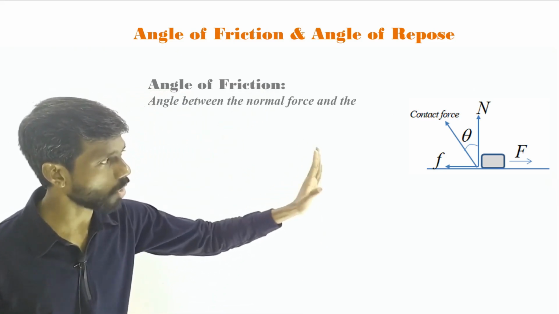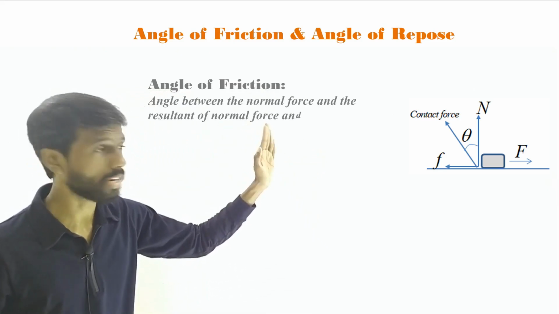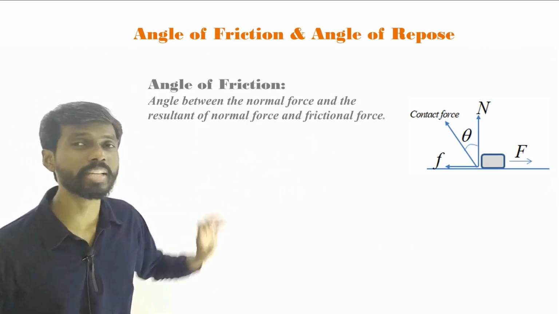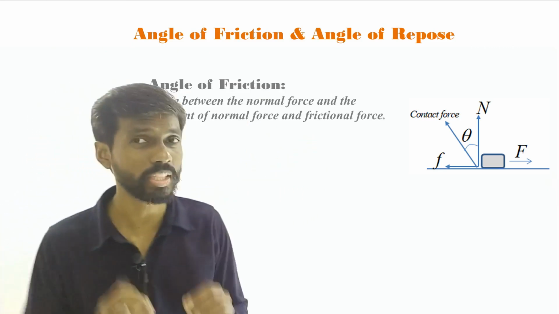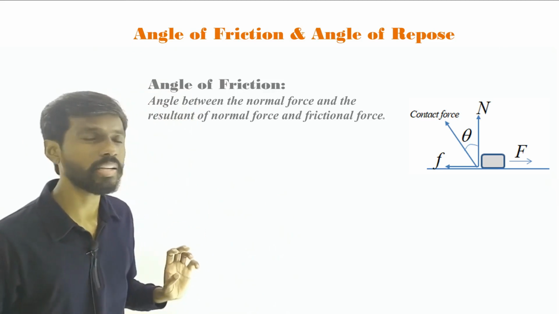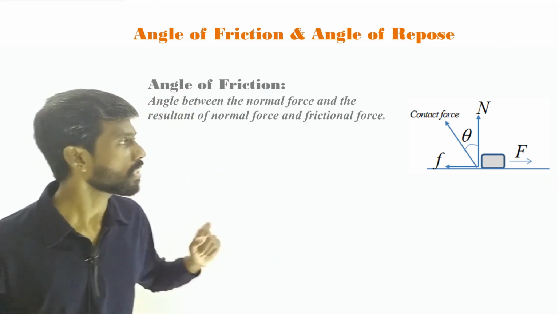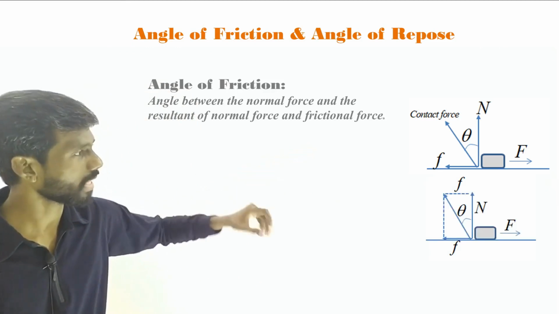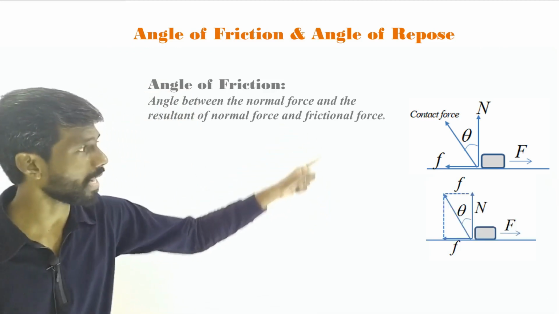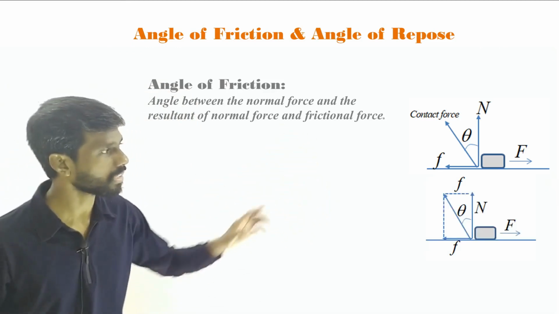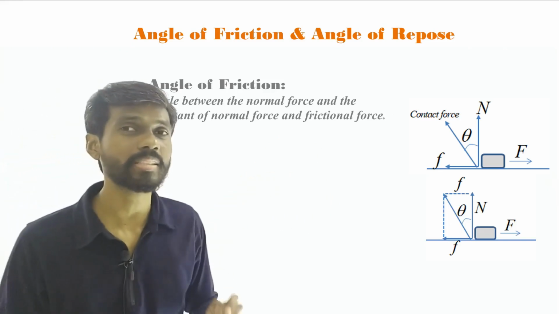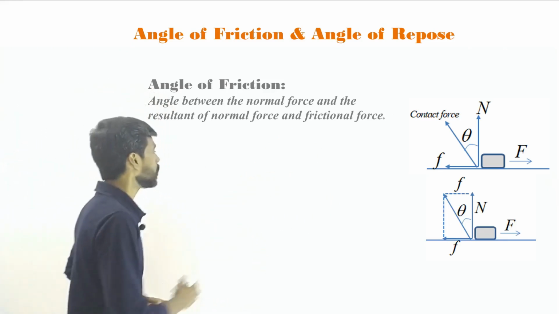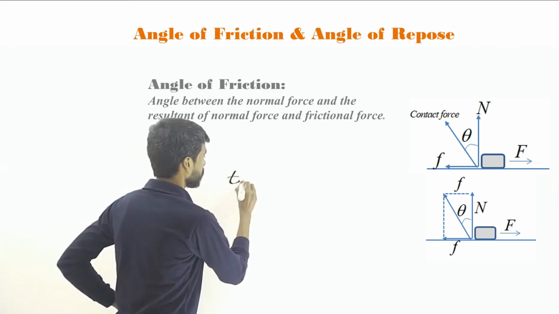So the angle between the normal and the resultant of normal and friction is called the angle of friction. So what is that angle? You can easily find that angle. First of all, this is a triangle. Let us take this as the resultant, so you can complete that rectangle. Now suppose this angle is theta. So what is tan theta? We will find tan theta.